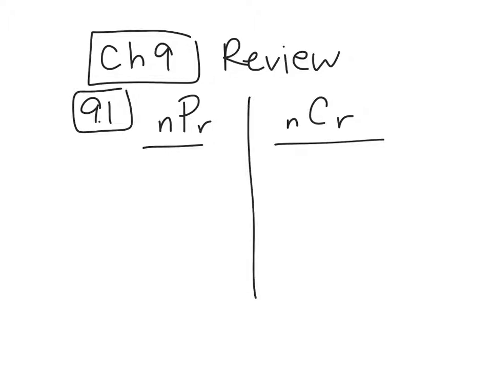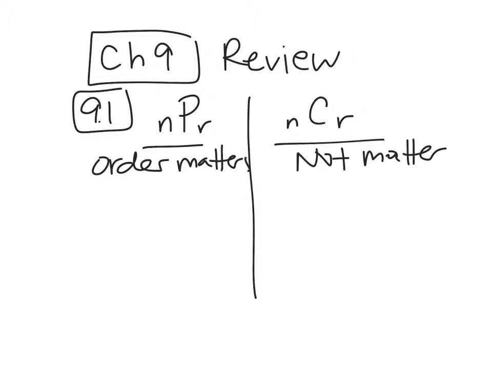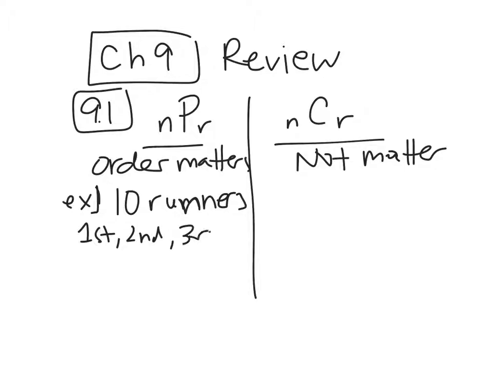So nPr, that's when order matters, yes? Order matters. And a lot of times you don't even have to use nPr. Order doesn't matter over here for nCr. So for example, I love to use this example. You have 10 runners in a race, and we want to know, in how many ways can they come in first, second, and third place? Well, you can use nPr for this, which would be 10P3.